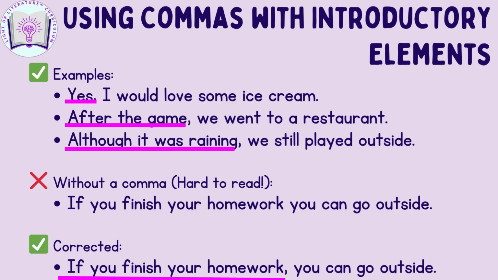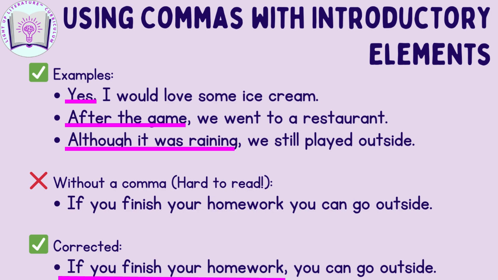Now, let's take a look at our introductory elements. So, when we have an introductory clause or something or an interjection, we're going to want to put a comma after that. That way it separates it from extra information. So, yes, I would love to have ice cream. Well, yeah, I would too.